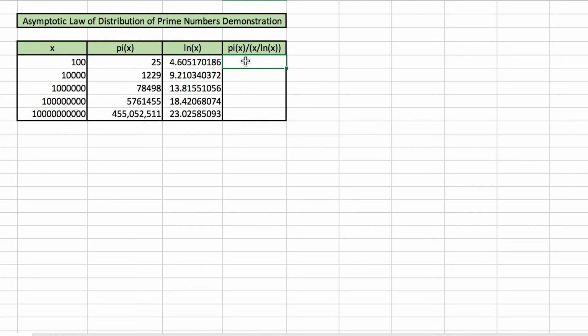So in my first space, I'll say that this is equal to pi of x divided by the quantity x divided by the natural log of x. And I'm just going to do something similar for all of these values here. So here I have 1,229 divided by 10,000 divided by about 9.2. And you get the idea, so I'll just go ahead and finish that up.